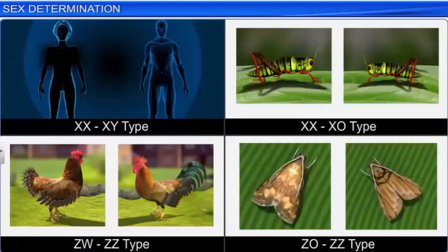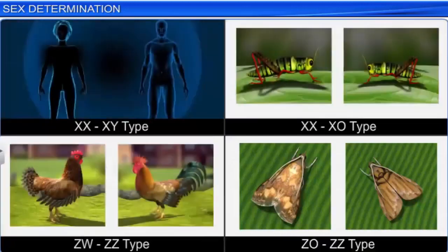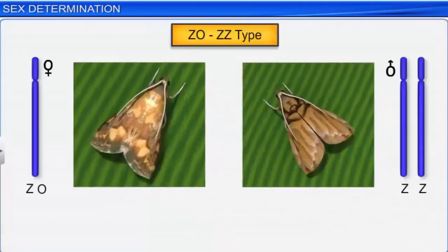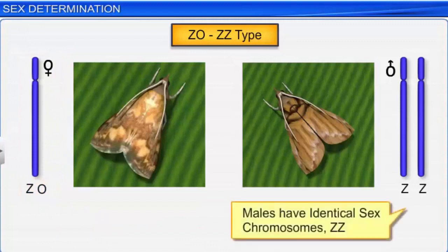Another example of female heterogamety is the ZO-ZZ type of sex determination seen in some butterflies and moths. In this type of sex determination, females have only one sex chromosome designated as ZO. Here, the O denotes the absence of a second sex chromosome. Males, on the other hand, have two identical sex chromosomes designated as ZZ.